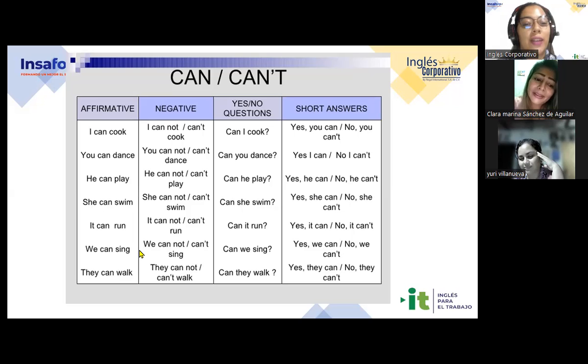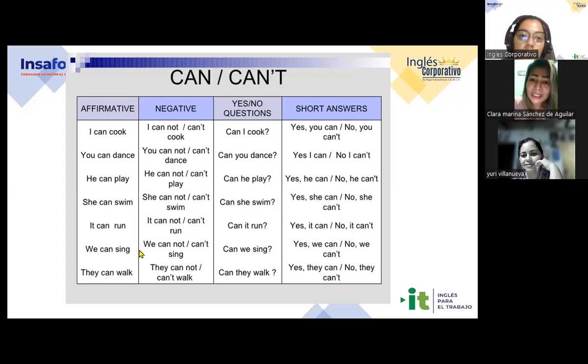Ahora, Yuri, usted va a contestar y Clara le va a preguntar. Okay, Clara, pregúntele a Yuri. Can you drive a car? No, I can't. Can you sleep with music? Yes, I can.